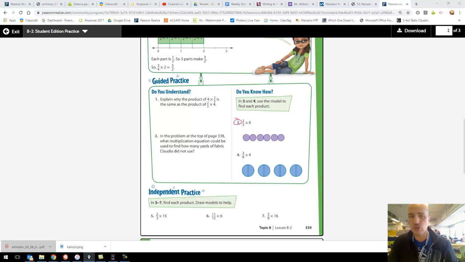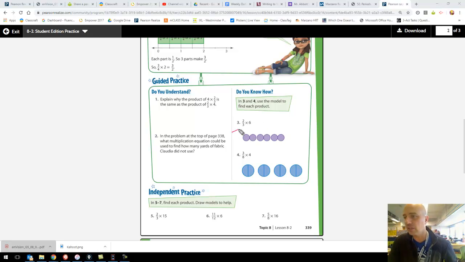Number 3, here we go. 2/3 times 6, and we want to use the model to find each product. Cool. So down here we have 6 dots, 3, 4, 5, and 6 dots. And what we can do is we can go ahead and just think about that. Anytime you would have a problem like down here times 15, you could make 15 dots and then do that and divide it out. And we probably will. So anyways, 2/3, and we have 6 dots.